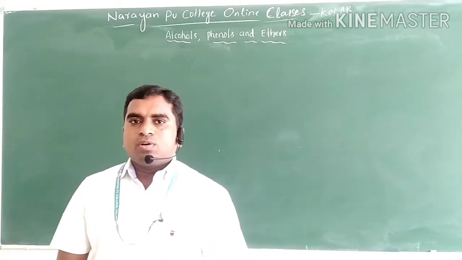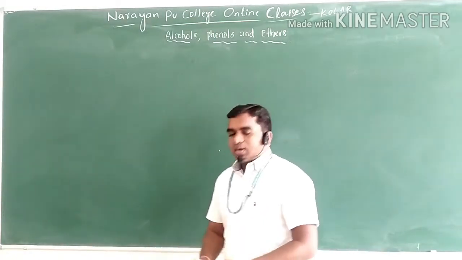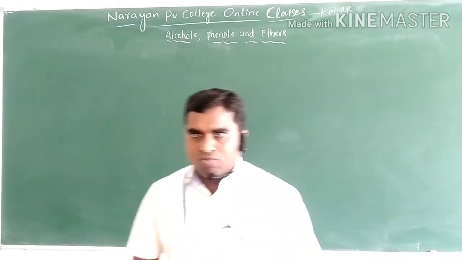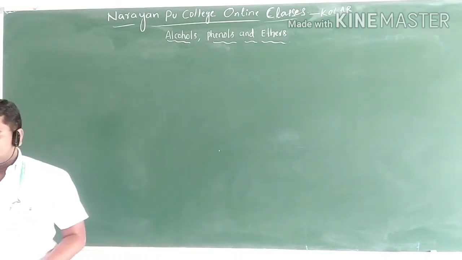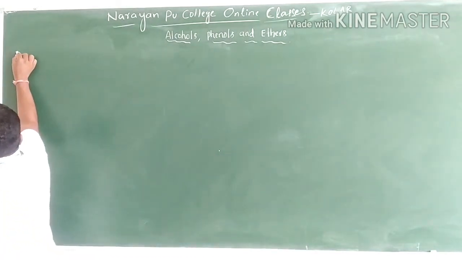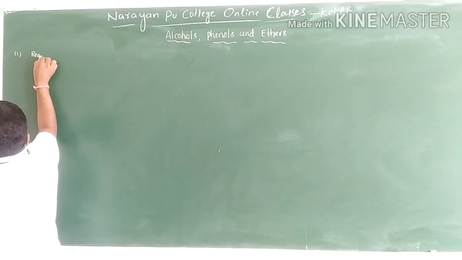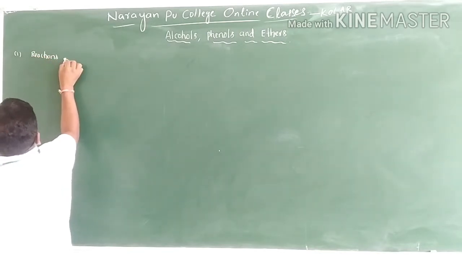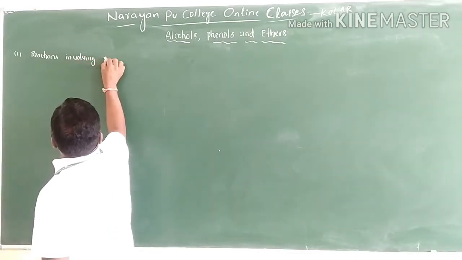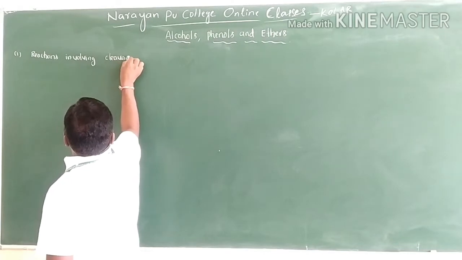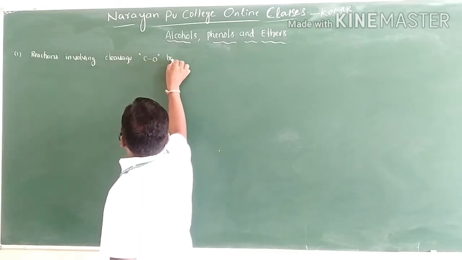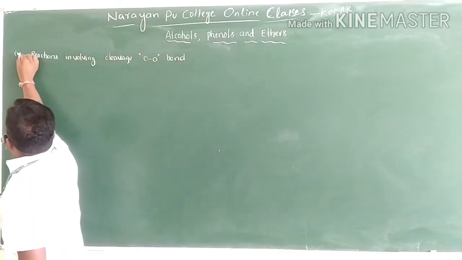So in the previous video, we discussed up to esterification, that is, reactions involving cleavage of the OH bond. So that concept is completed. Clear? And the second one is reactions involving cleavage of the carbon and oxygen bond, the CO bond. This is the second one.